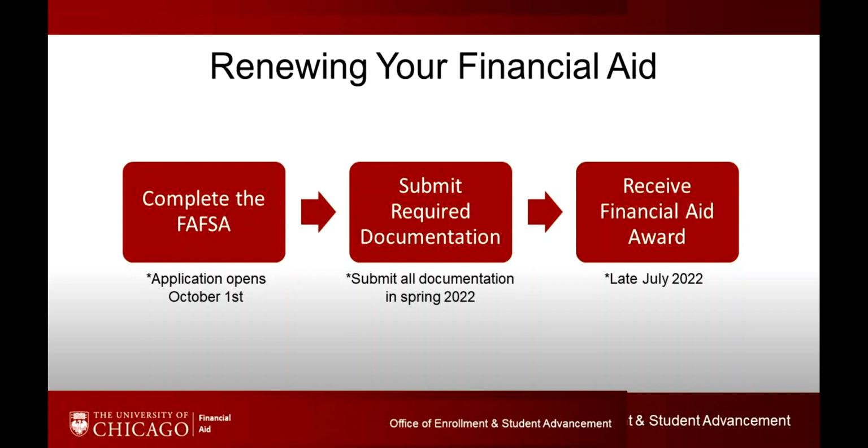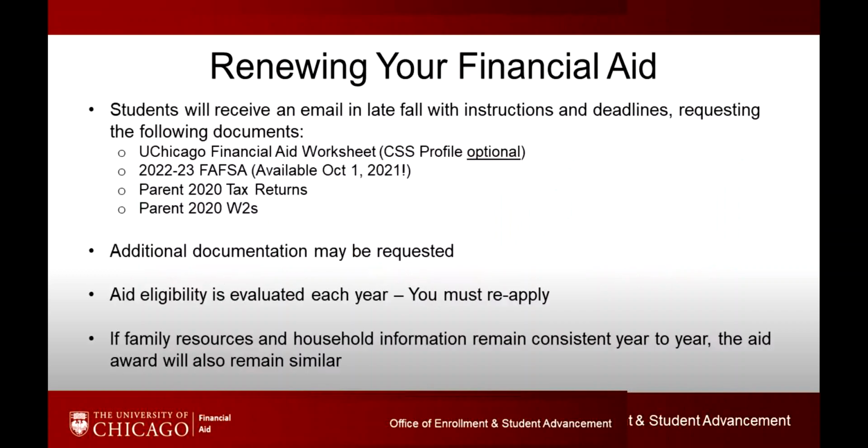So for anyone watching this that's a new student, you obviously received your financial aid determination either when you were admitted or very shortly thereafter. Returning students do receive it a little bit later on. So you will receive an email late in the fall with instructions about deadlines, what kind of documentation we're going to be requesting. And for the 2023 academic year, the next year, we'll be requiring, of course, a FAFSA, our institutional application, and your Parent 2020 information.